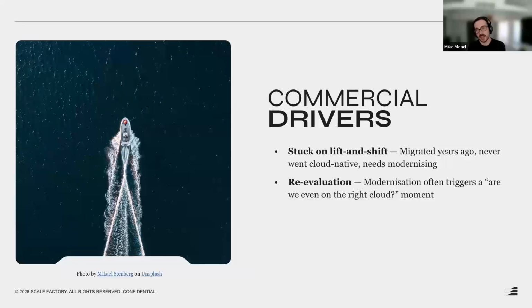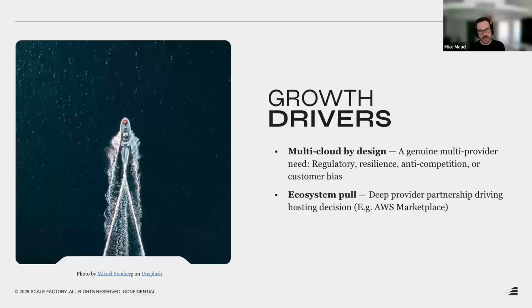in looking at that modernization journey and what you might need to do to that application, it often triggers a question: are we using the right cloud provider, and looking at whether it's worth moving to another cloud at the same time as modernizing. So that's often something we see. The next thing is growth drivers.